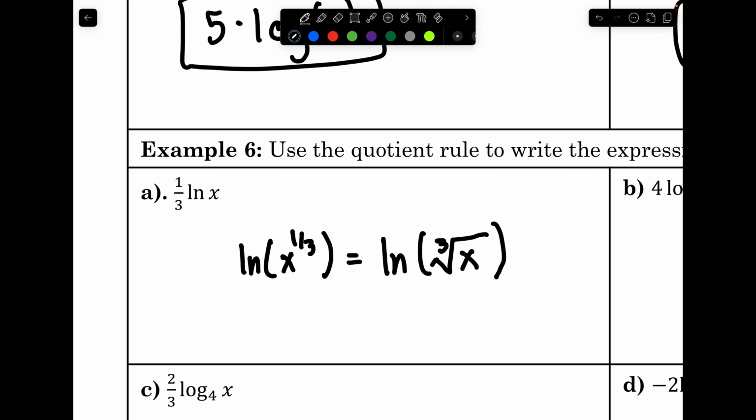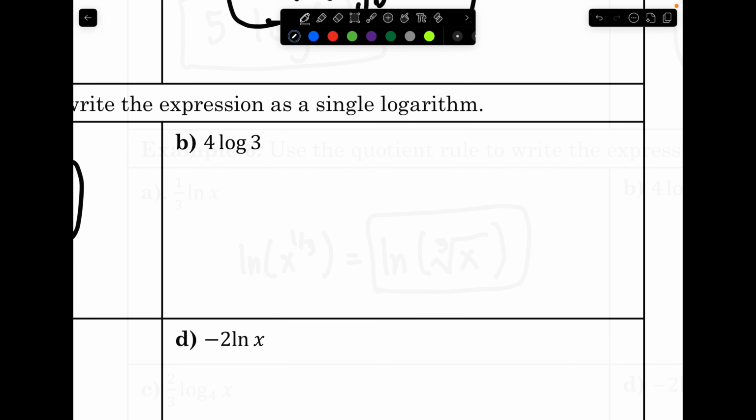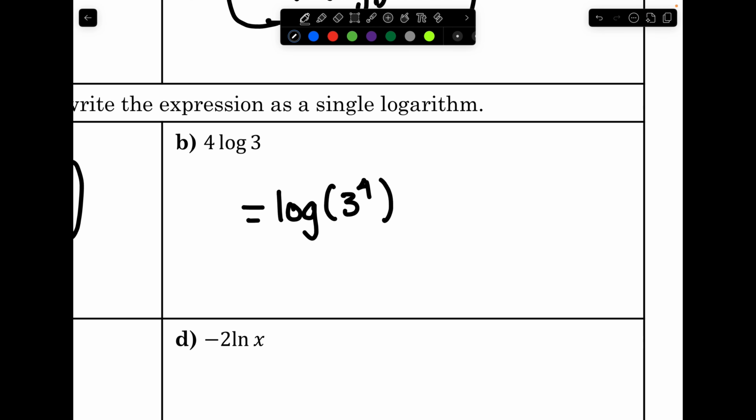So this would be the condensed form, the equivalent form of multiplying 1/3 with the natural log of x. So moving to the next example, this would be the log base 10 of 3 to the 4th power, and 3 to the 4th power equals 81.